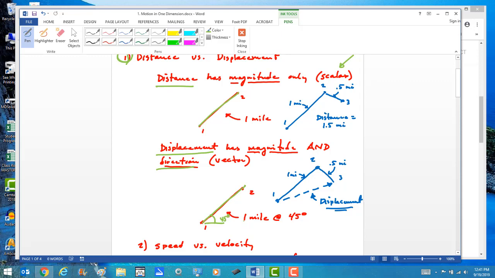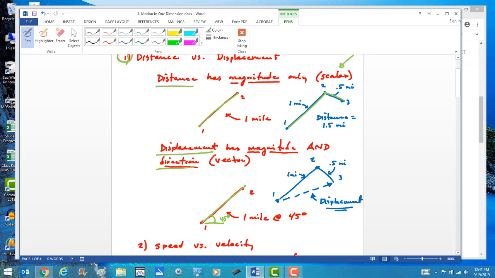Now where this gets interesting is if I make the problem a little bit more complicated over here in blue. So up at the top in blue, let's say I walked 1 mile and then I changed direction and walked a half a mile over here. I would say my distance is the sum of the two, 1.5 miles.